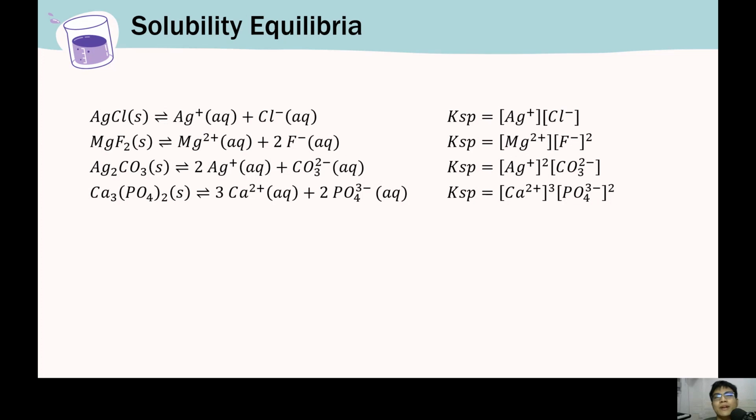So, solubility equilibria. What can you notice with the given chemicals in there? Silver chloride, magnesium fluoride, silver carbonate, calcium phosphate. What can you notice about them? They are solids. Okay. And to be more specific, we call them precipitates, right? We call these things precipitates. However, look at what happens to our precipitates. The solid gets equilibrated into aqueous species.